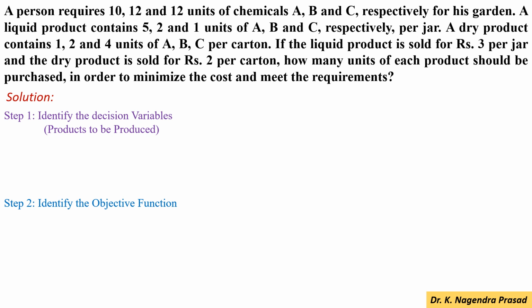We know that the objective of any company is profit, cost, sales, etc. In the data, it is given to minimize the cost, and also given the cost of the products, that is 3 rupees per jar for the liquid product and 2 rupees per carton for the dry product. Then the decision variables will become the number of units of the liquid product as well as the number of units of the dry product.